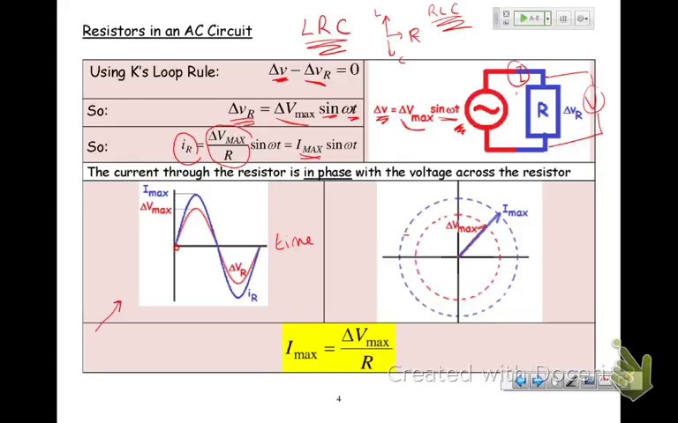That's a phasor diagram. The key thing here is that the two of these things, my delta V and my I, are pointing in the same direction. They have the same phase. When one's a maximum, the other's a maximum. That's the key thing. Okay?